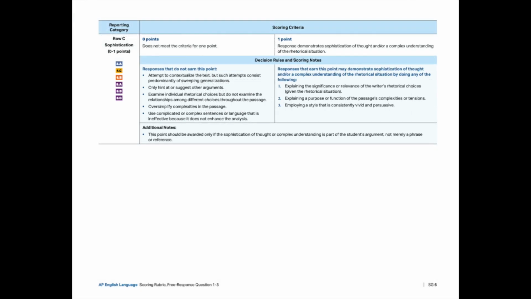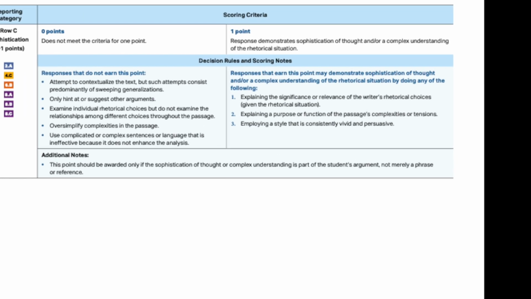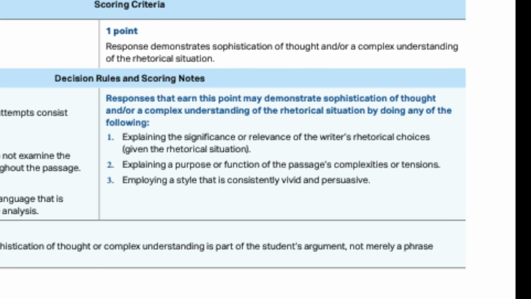Finally, the last row. The last row is the sophistication row. And I'm going to be completely honest with you, and I've had discussions with other AP teachers. The sophistication row is kind of a mystery to a lot of us. The way in which they break it down in those 3 different decisions or scoring notes. Number 1, in order to develop or demonstrate sophistication, you have to explain the significance of the writer's rhetorical choices given the situation. Now, I think you're going to do that in the commentary. You're going to tie the metaphor or the rhetorical mode back to the relationship, and that's number 1.